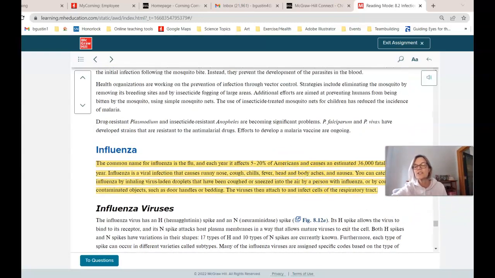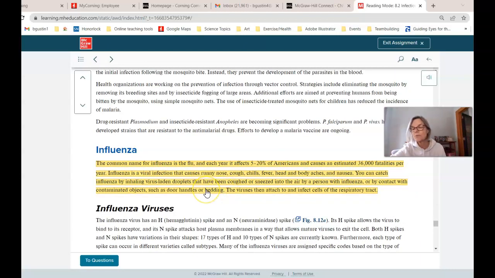I also wanted to talk just a little bit about influenza, and everybody's familiar with influenza or the flu. Here it says every year it affects about 5 to 20% of Americans and about 36,000 fatalities in the U.S. We pretty much know the signs and symptoms of influenza, and we know that we acquire influenza by breathing in particles. You can be pretty far away from somebody, across the room, and there could be influenza viruses floating around. So you really want to stay away from people when they have influenza, or if you suspect you have it, wearing a mask is always a good idea.